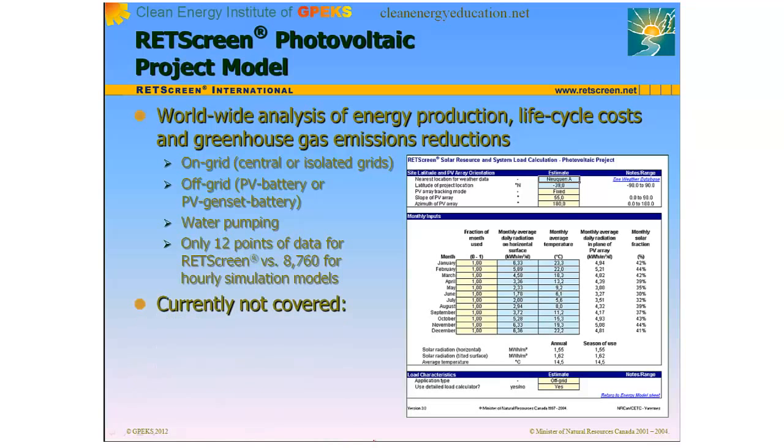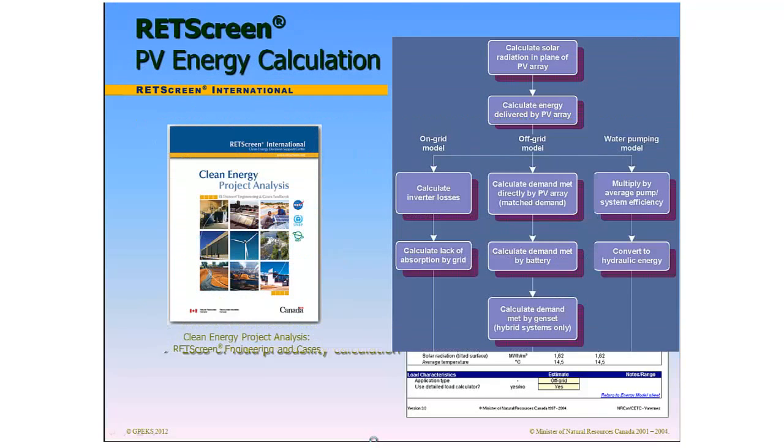While the RETScreen photovoltaic project model provides a lot of key information about the system, it does not calculate the loss of load probability, a measure of the system's reliability. It also does not model concentrator systems, which use reflective surfaces or a lens to boost the intensity of the sunlight falling on a photovoltaic device.